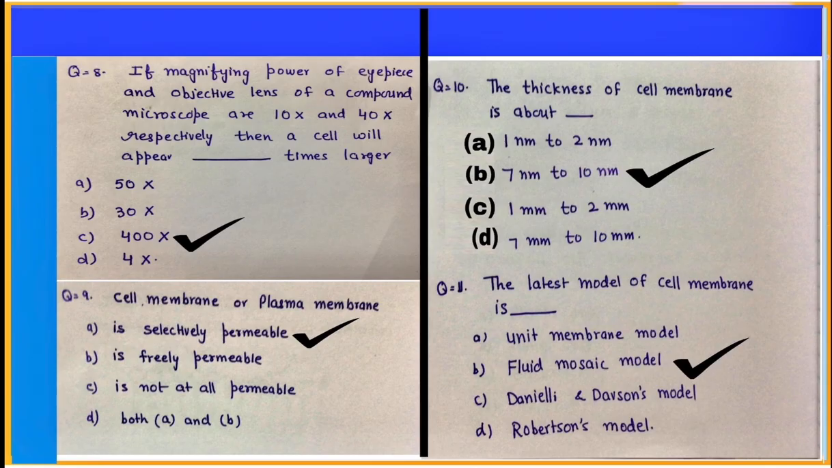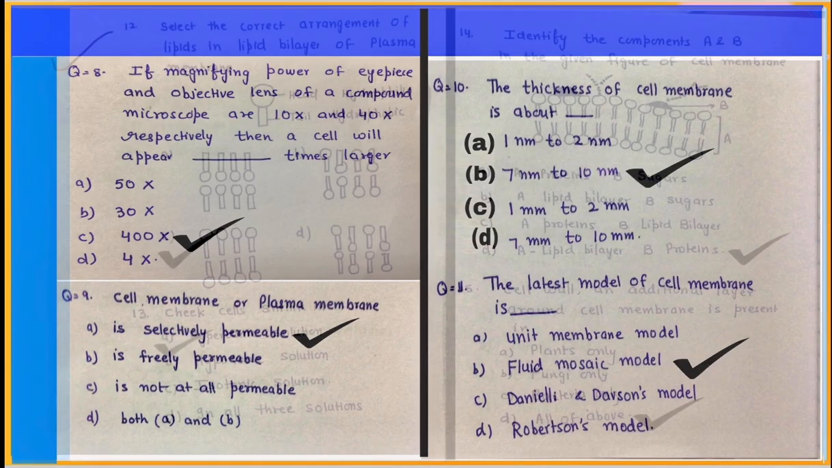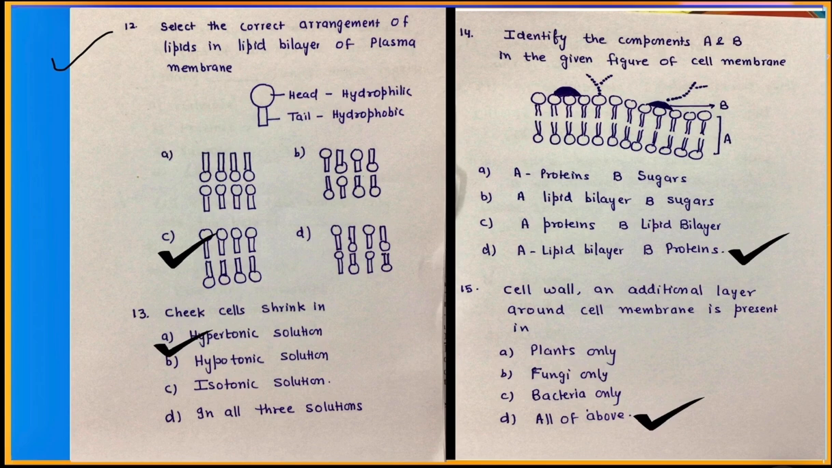Question number 10. The thickness of cell membrane is about 7 nanometer to 10 nanometer. Question number 11. The latest model of cell membrane is fluid mosaic model. With the help of this model, we can explain the structure of cell membrane. Question number 12. Select the correct arrangement of lipids in lipid bilayer of plasma membrane.